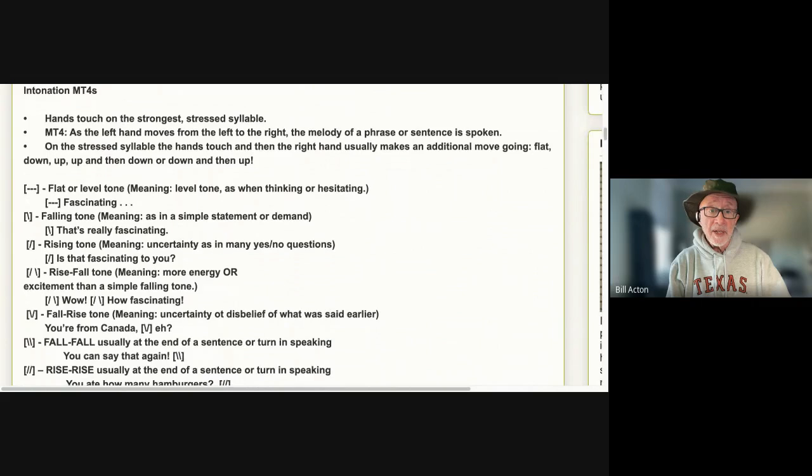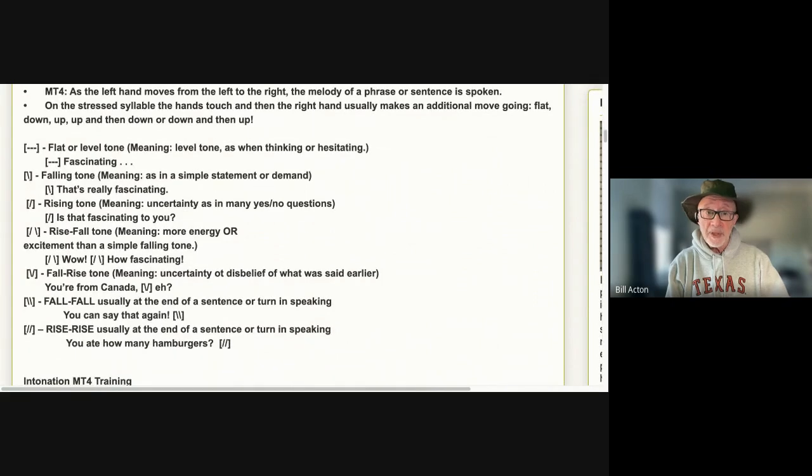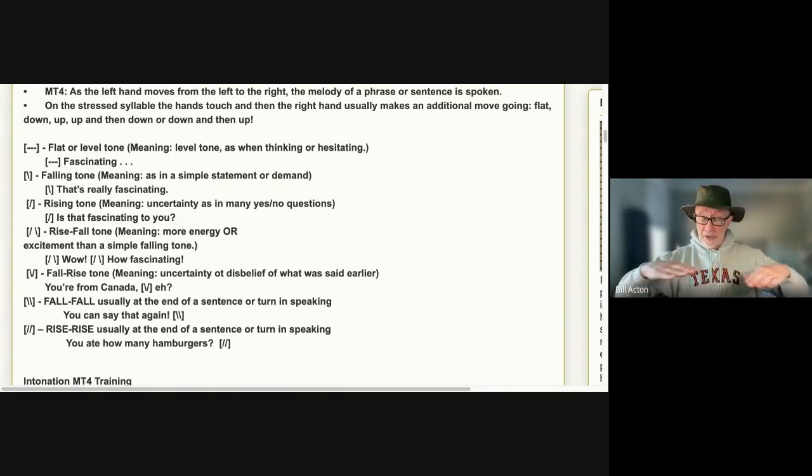So here are a little bit more, the intonation MT4s. I've already talked about them a little bit. Let me just demonstrate them so you can do them with me, and we'll get a quick training on them. First one is flat. This one, again, I'm just about Texas here, right? Okay, your hand comes back, you touch on the stressed word, like we have on some of the other MT4s. So something like fascinating. Fascinating. See, my voice, first time I didn't quite get it. Fascinating, like you're thinking, something like that.